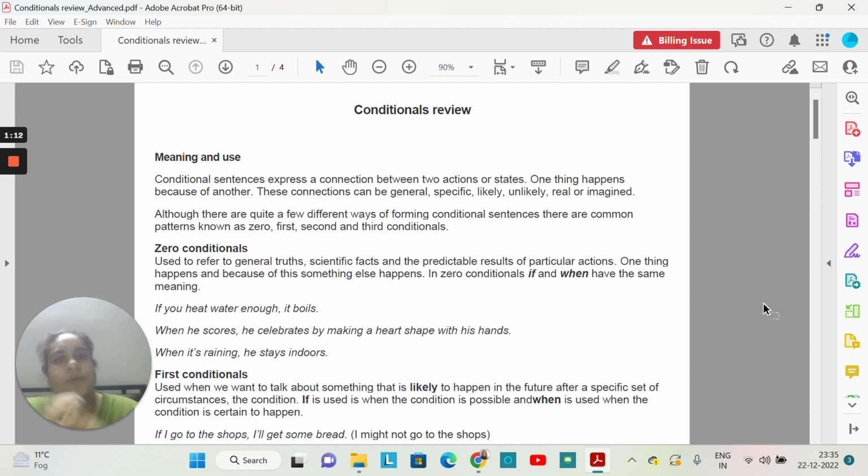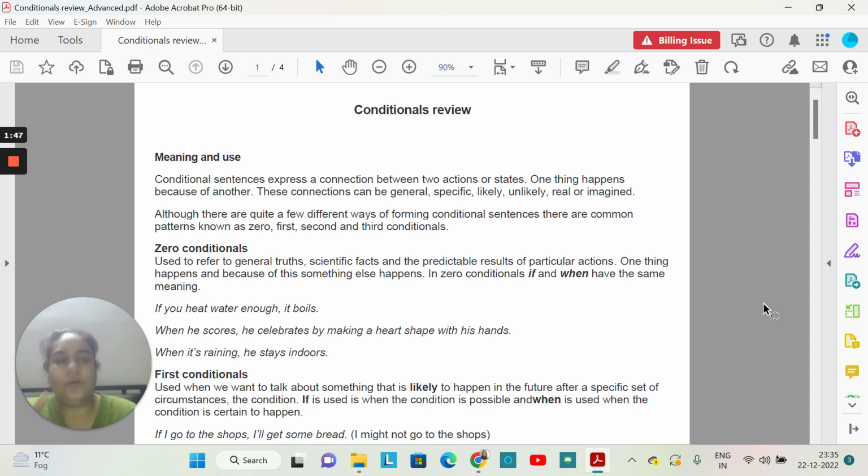One thing happens because of another. That is what it means in short. All right. So the second half of the statement will always tell you the outcome or the result of the first part of the statement. That's all. These connections can be general, specific, likely, unlikely, or hypothetical, something that is just imagined, that never took place. These statements will talk only on these reasons.